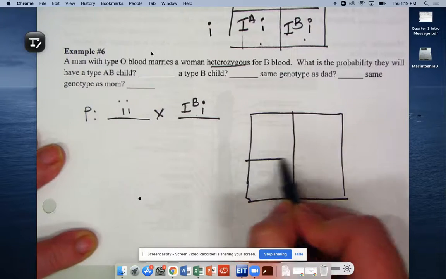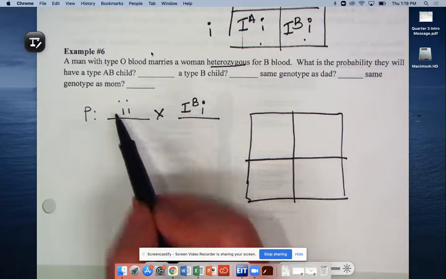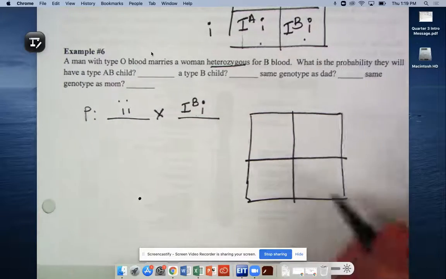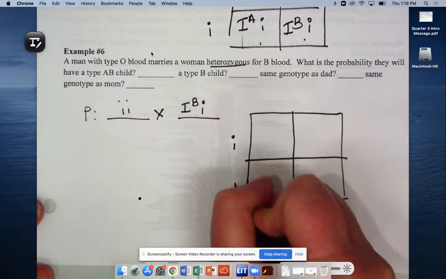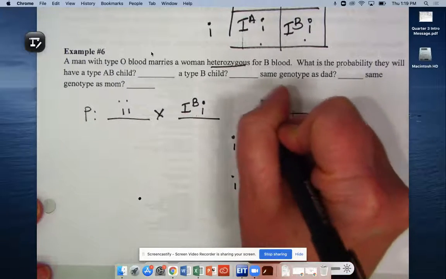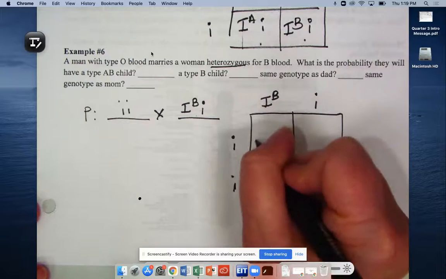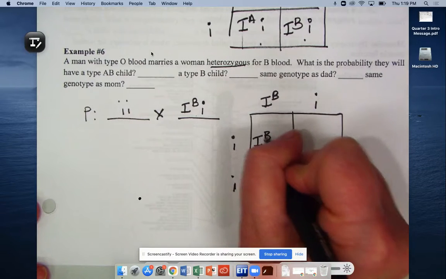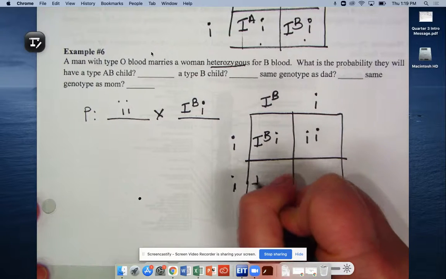So again, for most students, it's the language. It's knowing what heterozygous means, what homozygous means, what genotype means, what it means to be little i. Those are the things that seem to trip the students up the most. It's not really making Punnett squares. That's not the hard part. It is understanding the questions in the problem. So this is going to be our situation here.